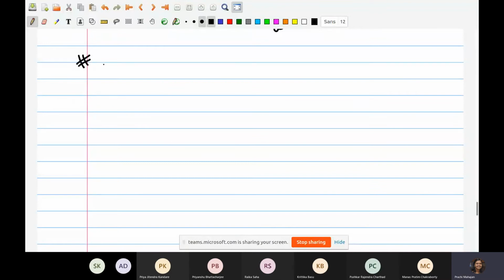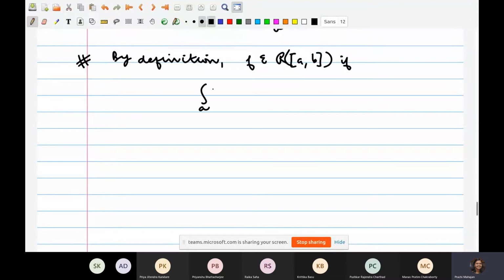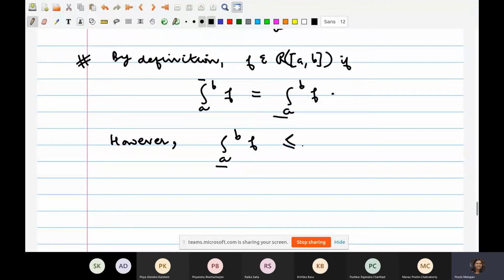So all I'm trying to say is, by definition, f is integrable on the interval AB if the upper integral of f is equal to the lower integral of f. However, the lemma that we just proved tells us that the following inequality always holds true. Is that okay? This is what we have proved.